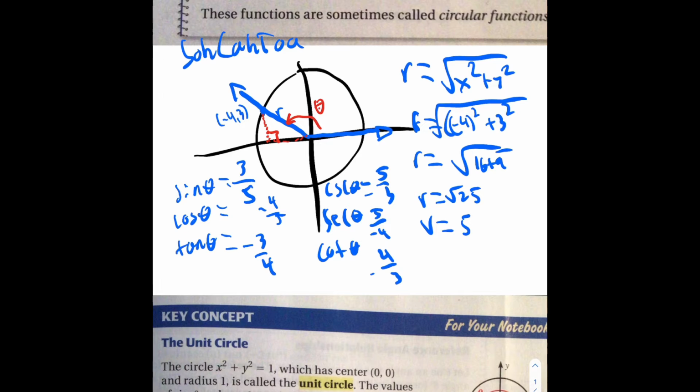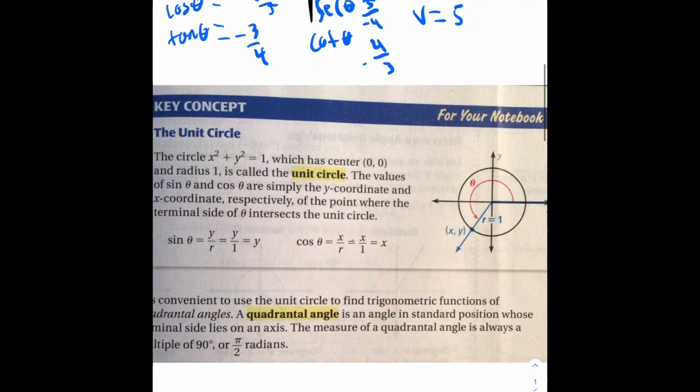This all relates to the unit circle, where you've got a center of 0, 0, and a radius of 1. The values of sine and cosine are simply the y coordinates and x coordinates, respectively, of the point where the terminal side of theta intersects the unit circle.